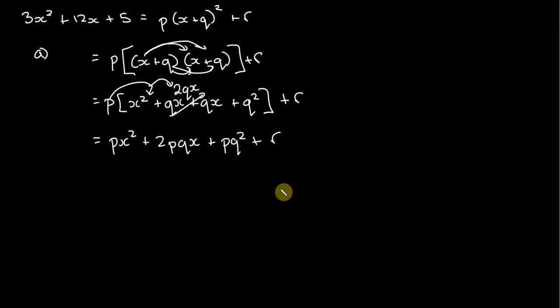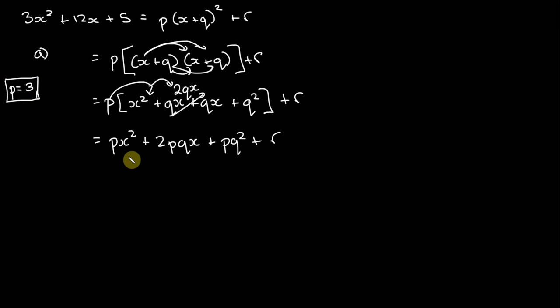Again, the objective is to find the values for p, q, and r. What stands out is that at the very outset, it's stated that 3x squared plus 12x plus 5 is equal to p times (x plus q) squared plus r. So we can just compare the coefficients, and in that case, p is going to equal 3. I will box that off.